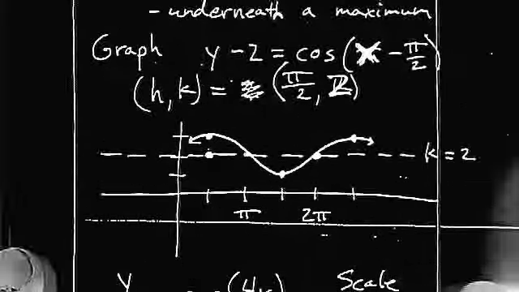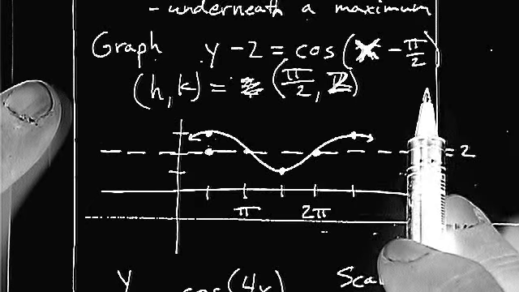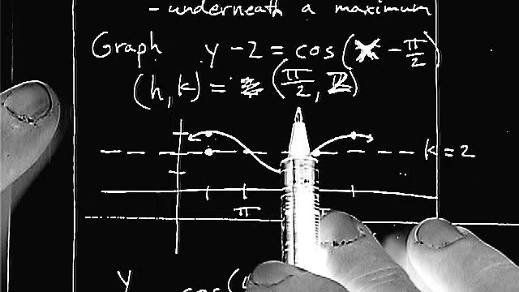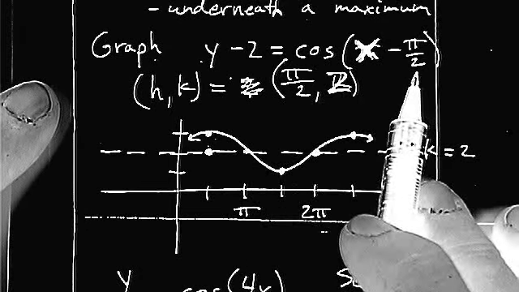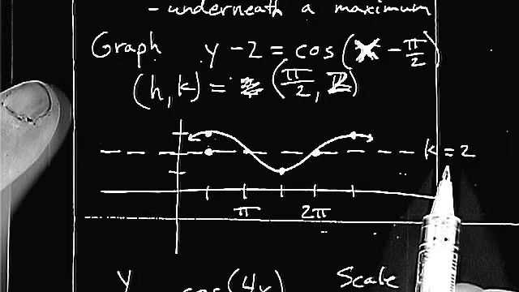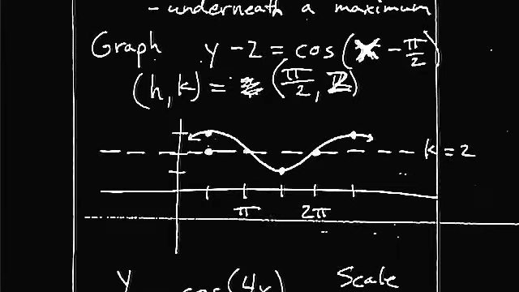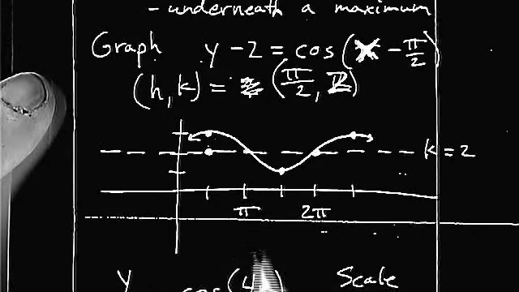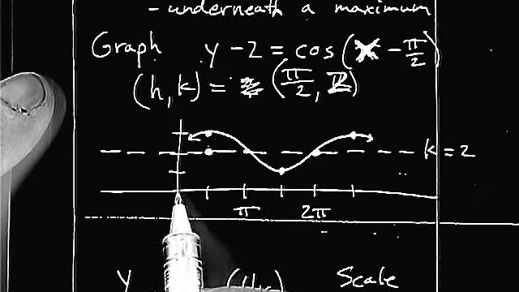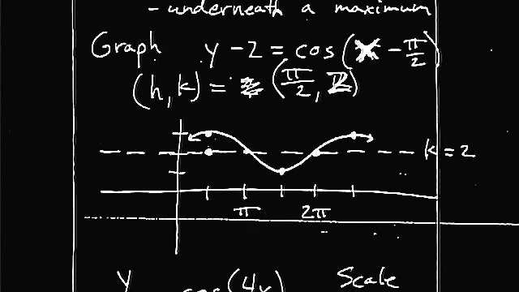So the first one that we worked on in class was this graph, this equation. Now, I had you look and find HK, and HK was pi over 2, right here. And the k value was 2. So we could easily find our center line. That's the first thing you want to find is your center line. Then we locate HK. Obviously, since I'm making the scale, pi over 2, comma 2 is going to be a nice coordinate. It does not sit on the cosine wave. It actually sits underneath the maximum.